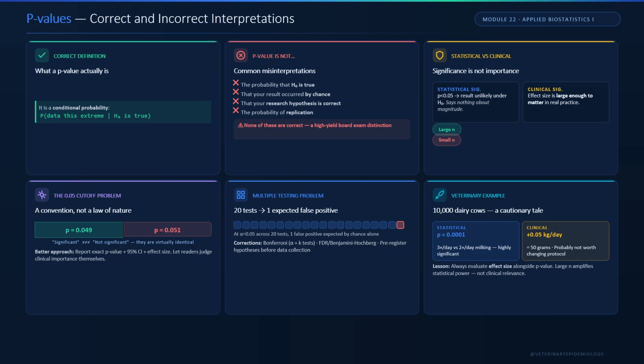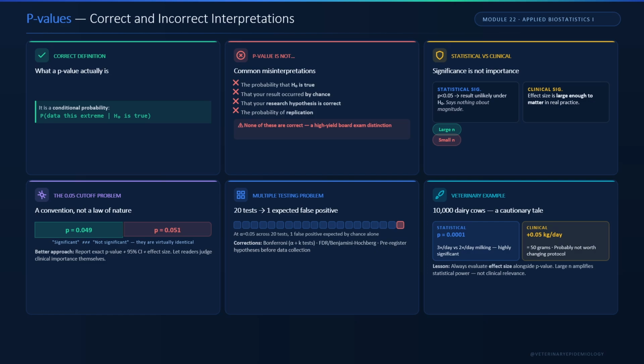This slide is one I really want you to slow down for because misinterpreting p-values is probably the single most common mistake in all of science. So let's nail it once and for all. A p-value is the probability of seeing data this extreme if the null hypothesis were true. Full stop. It is not the probability that the null is true, it is not the chance your result was just a fluke, and it is not the probability that your research hypothesis is correct.